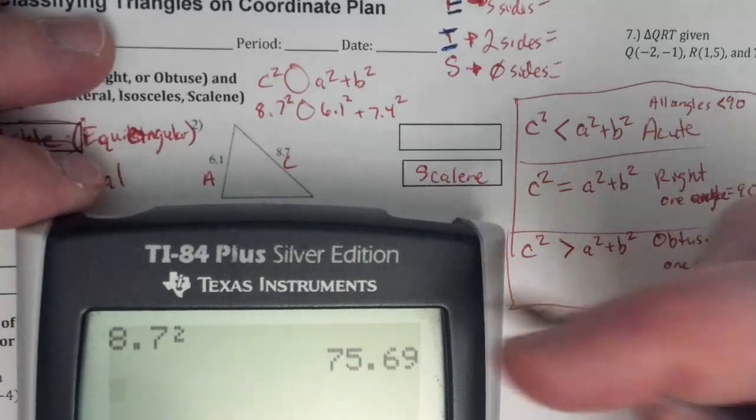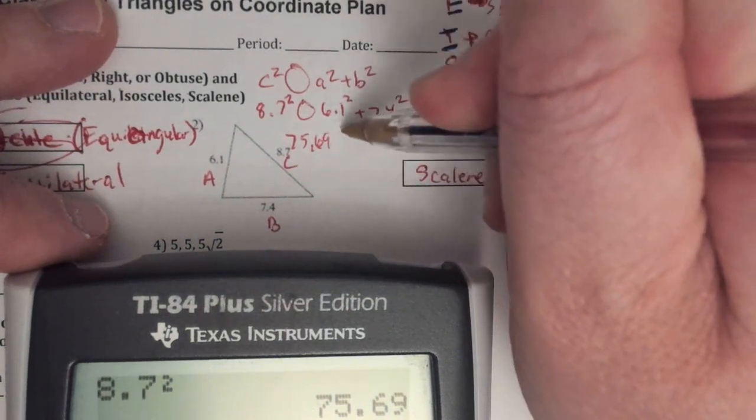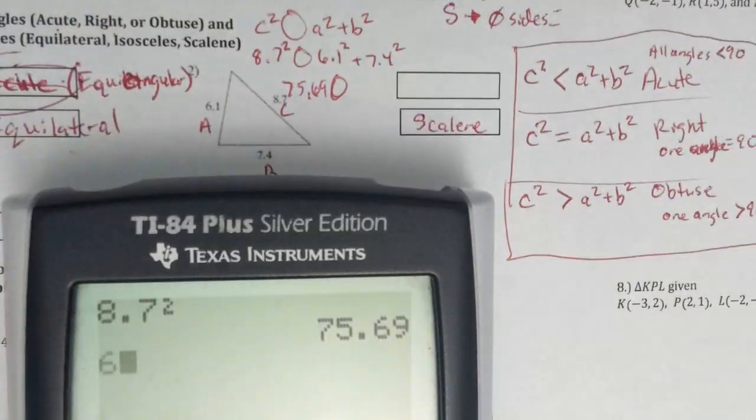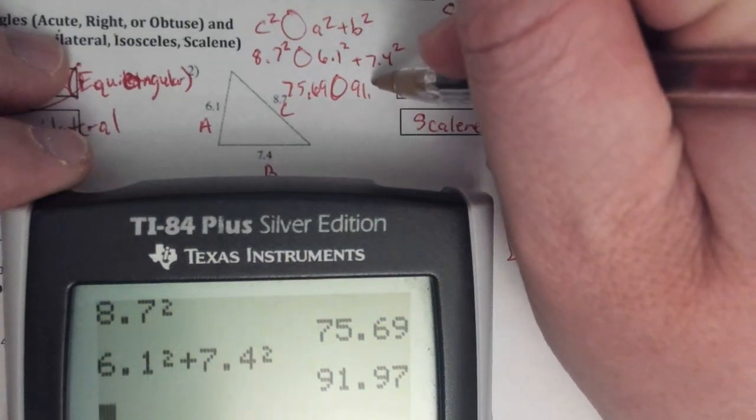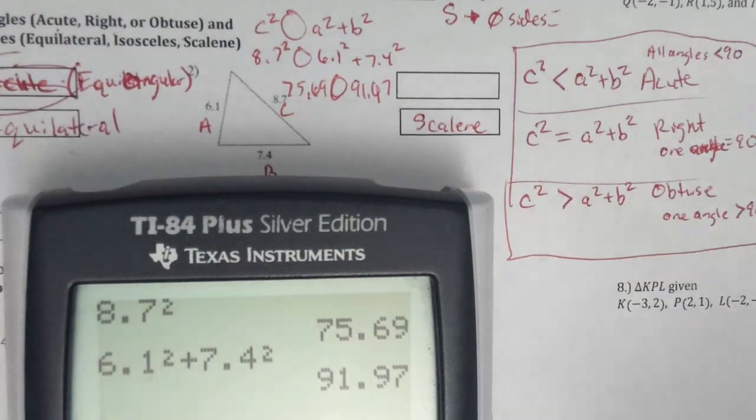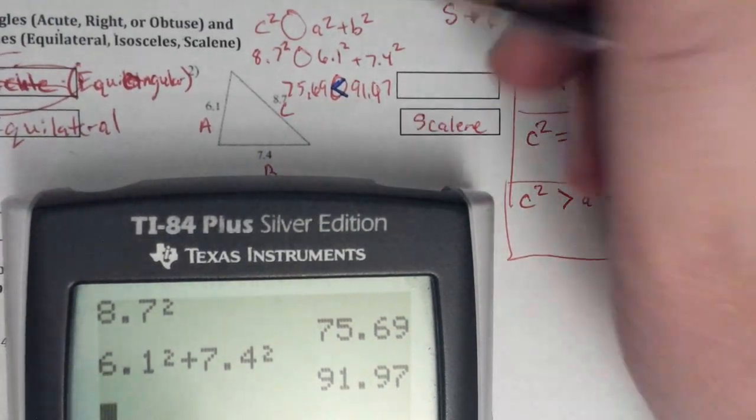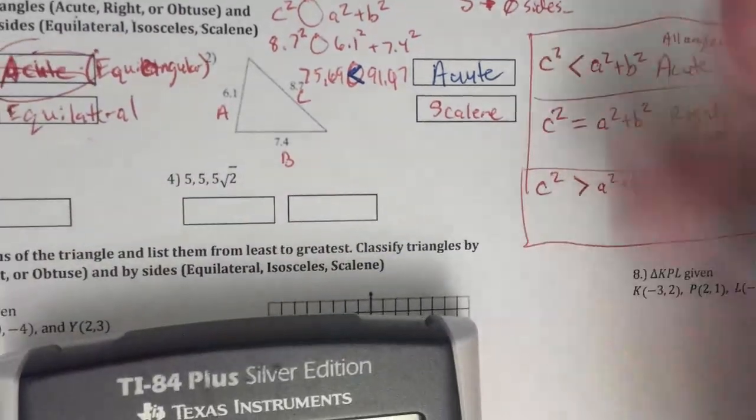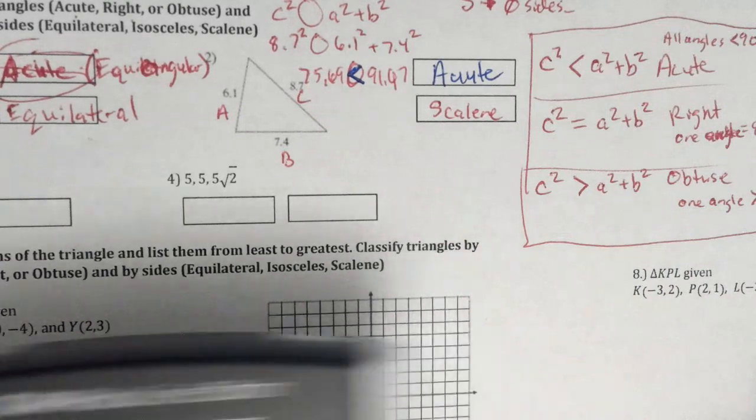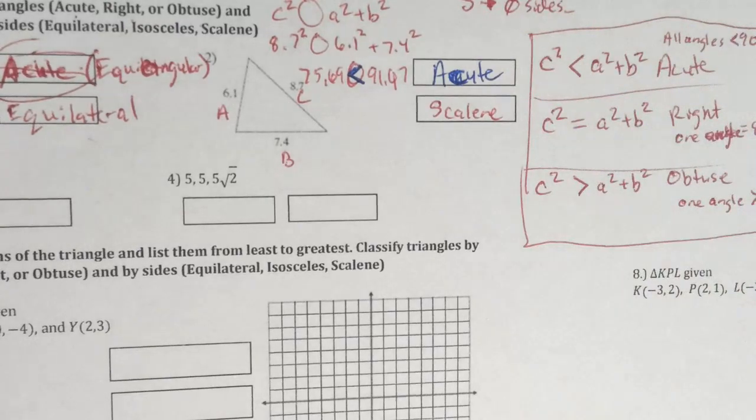8.7 squared, we got 75.69. How does that compare to 6.1 squared plus 7.4 squared? And that is 91.97. All right, so we would eat the bigger number so that the mouth is open towards the bigger number. So this right here is acute. And just looking at this, you can kind of tell that because none of these were bigger than 90 degrees. That would be your answer right there. So that is acute. All right, sweet.